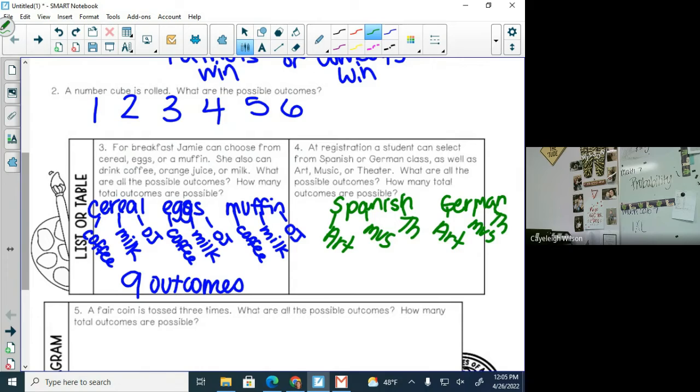How many total combinations is that? 6. And I could also figure that out because there were 2 languages, 3 other electives, and 2 times 3 is 6.